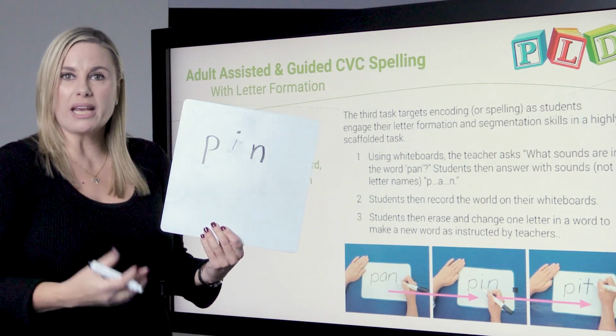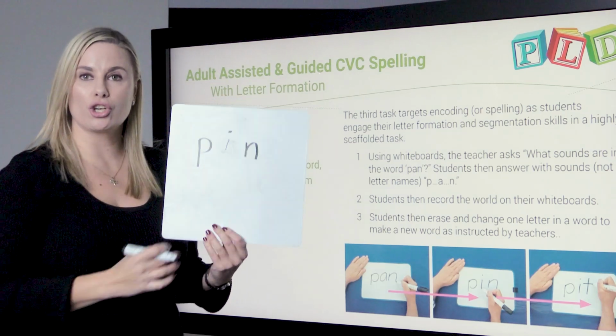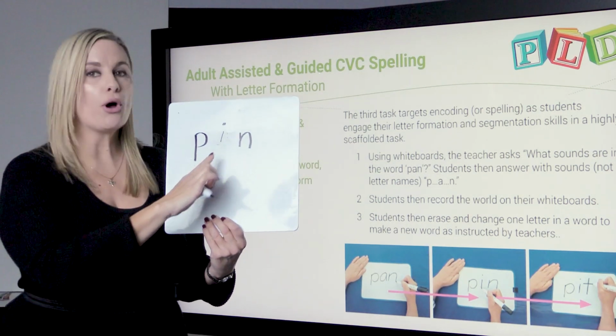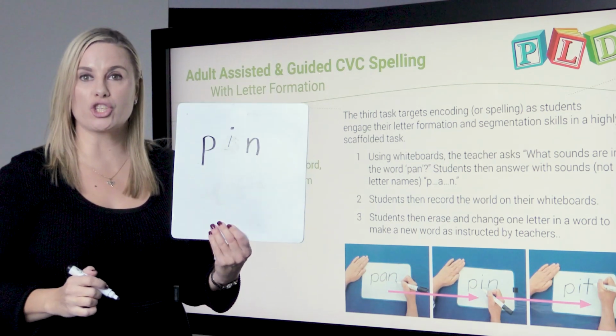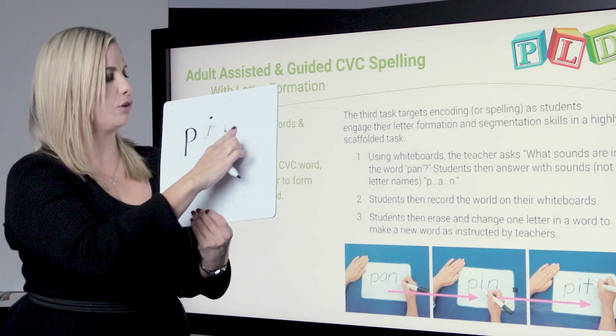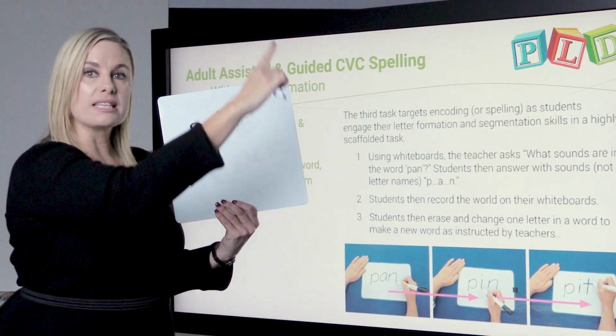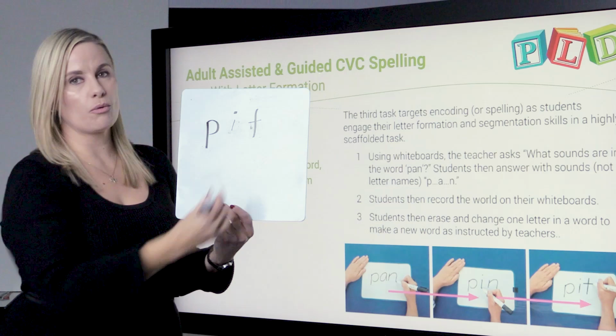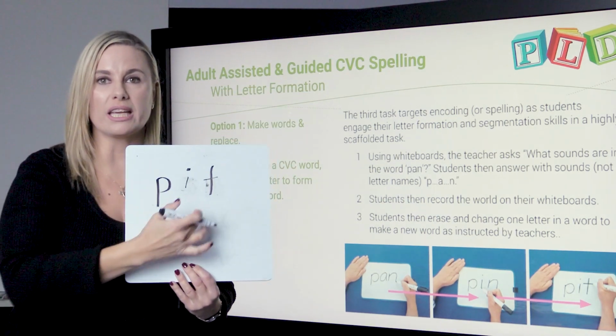Pit. What are my sounds in pit? I have p, i. Okay, so we're going to change our final sound to a t. Lucky we've been practicing our t letter formation today. Let's have a look. What's my t? Down and across. What are my sounds in pit? p, i, t. Pit.